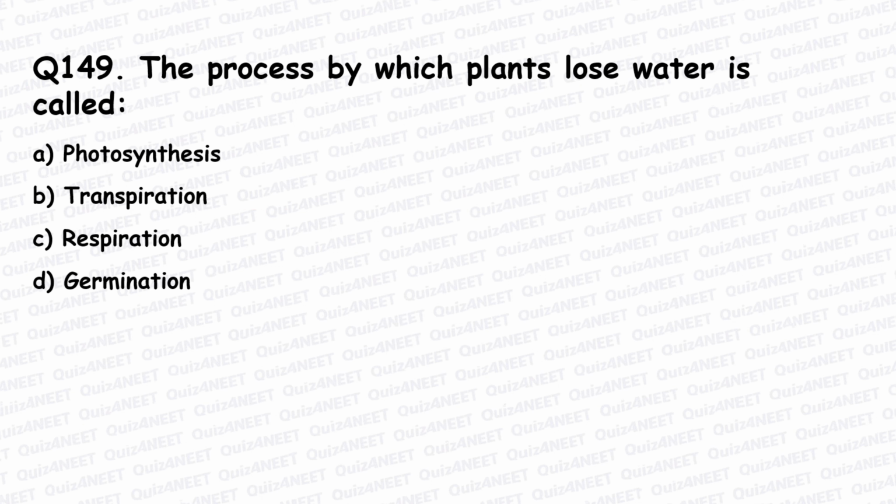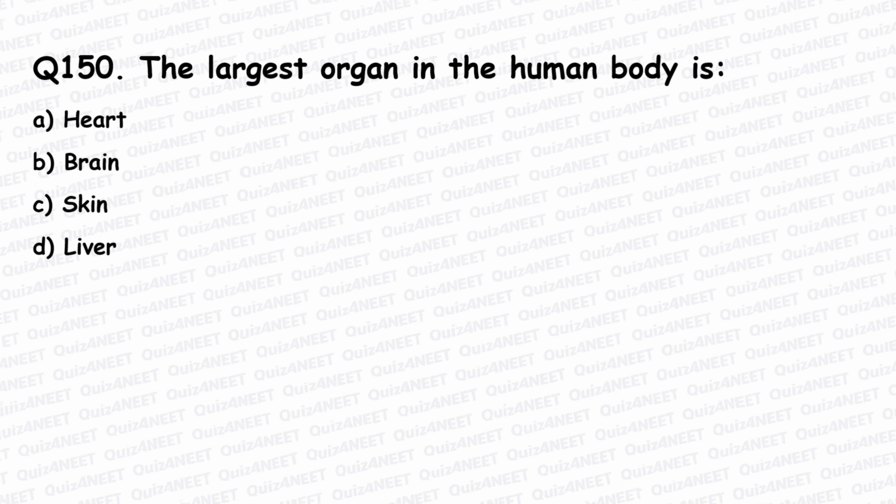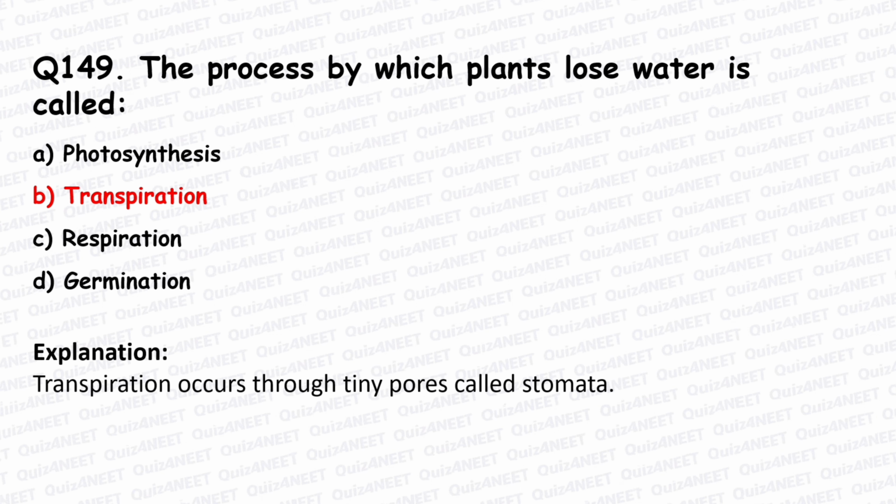Q149. The process by which plants lose water is called A. Photosynthesis, B. Transpiration, C. Respiration, D. Germination. Answer B. Transpiration. Explanation. Transpiration occurs through tiny pores called stomata.